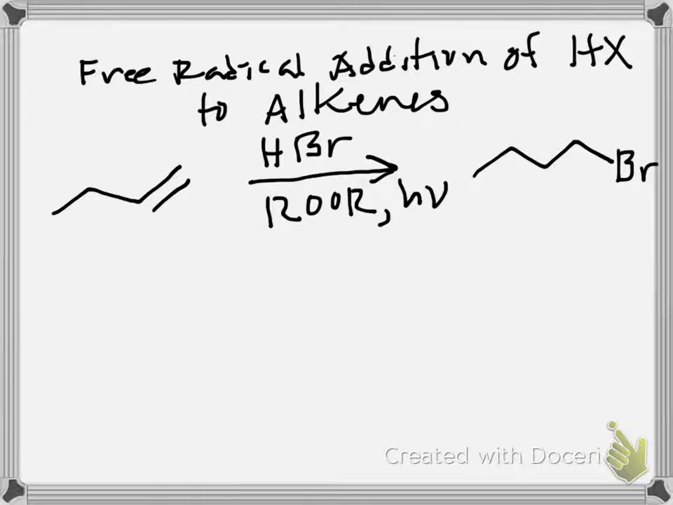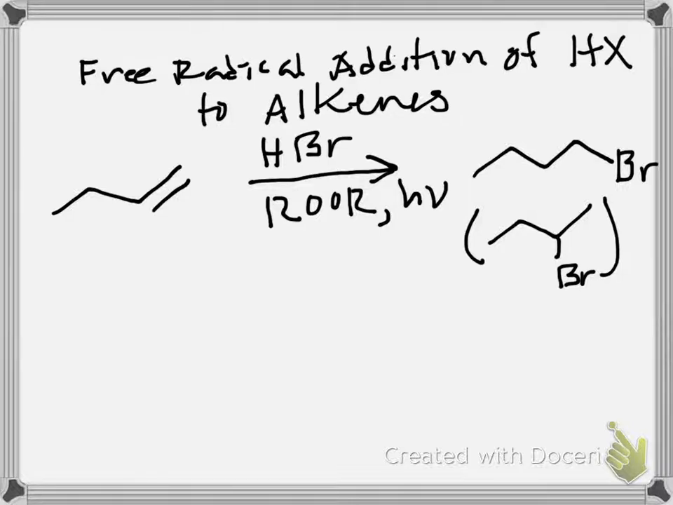Starting with 1-butene, adding HBr in the presence of peroxides and either shining light or heating it, the product is 1-bromobutane. The product that you're familiar with forming would be 2-bromobutane. So this is a complementary method for adding HBr to an alkene. You might remember that we have seen complementary reactions when we're forming alcohols from alkenes.